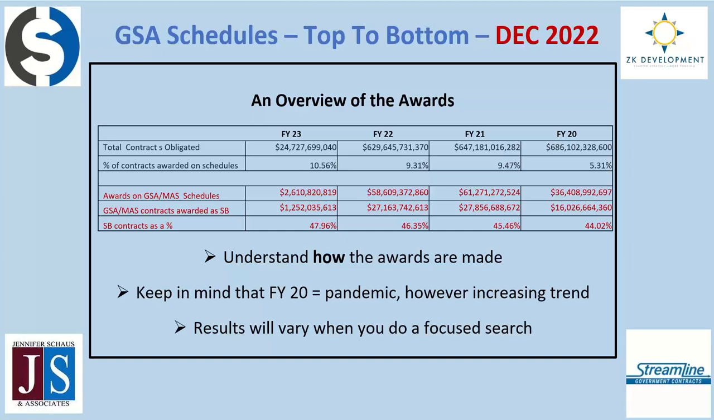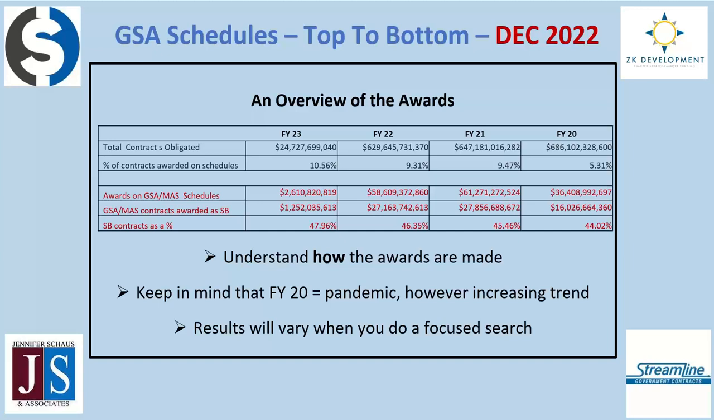FY22, as of last week, we are at about $629 billion. This number will definitely go up as all the DoD data is made public. However, based on the data that we have since FY21, approximately 10% of contracts are being awarded on GSA schedules. What is interesting to note is that of the contracts awarded on GSA schedules, an average of about 46% went as small business contracts. Now, keep in mind when we say small business contracts, these are contracts, awards, or task orders where the contracting officer is the one deciding whether that specific award is made as a small business award or not.